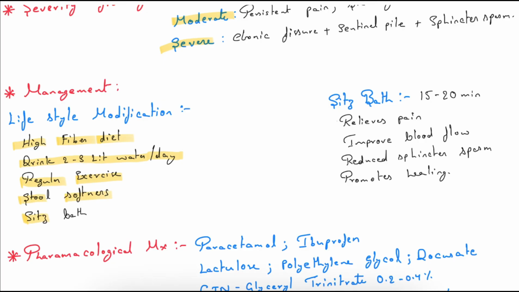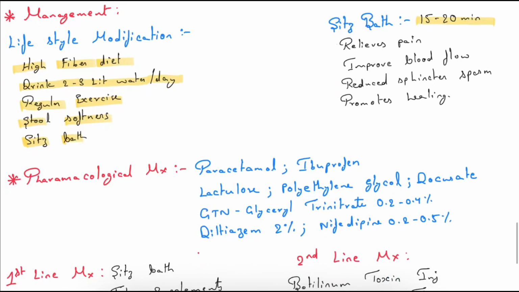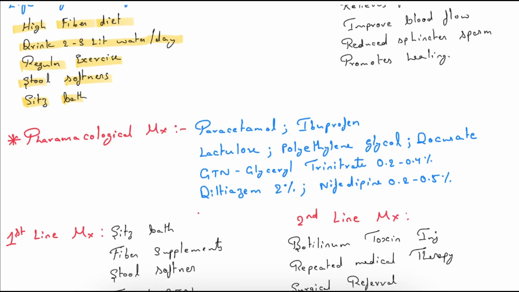Then stool softeners we have to use. Then after that, sitz bath. What does it mean? Sitz bath means sitting 15 to 20 minutes in warm water. The patient has to sit at least 3 to 4 times per day. The main benefits of the sitz bath are to relieve pain, improve blood flow, reduce sphincter spasm, and promote healing. And we have to counsel the patient to avoid straining too much while passing stool, along with avoiding delaying defecation. Okay. Next, pharmacological management.